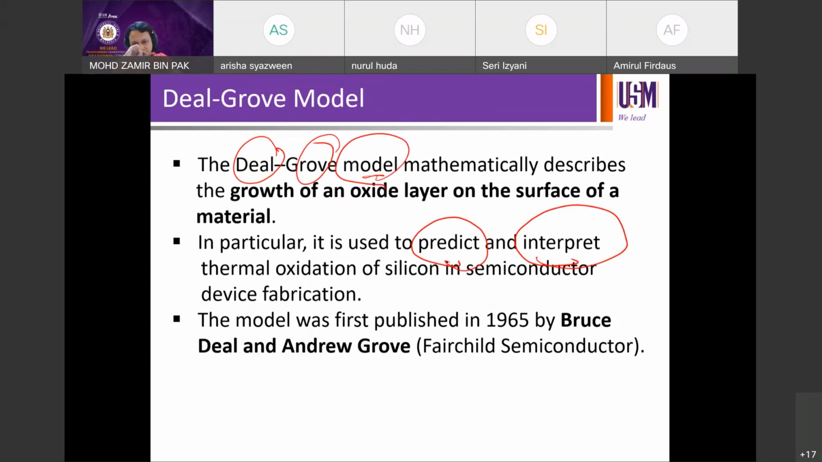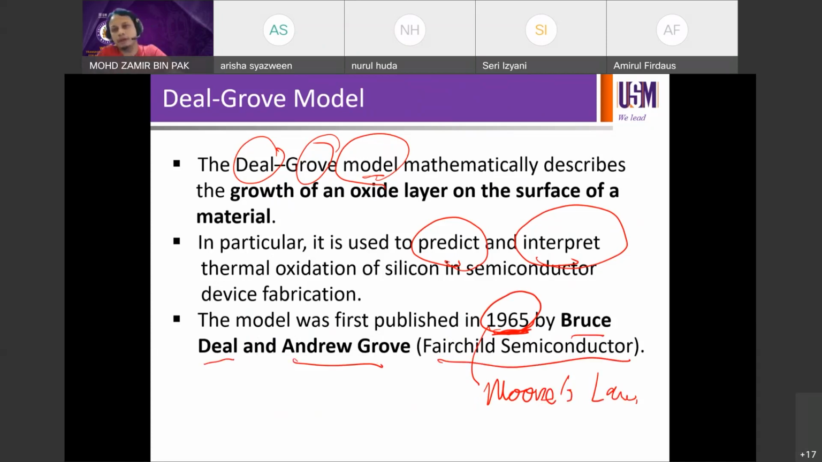The model was first published in 1965. See, this year is close to Moore's law. It's Moore's law year too, the observation, remember? 1965 by Bruce Deal and Andrew Grove of Fairchild Semiconductor. Okay, so this is observed and modeled by these two people at Fairchild.